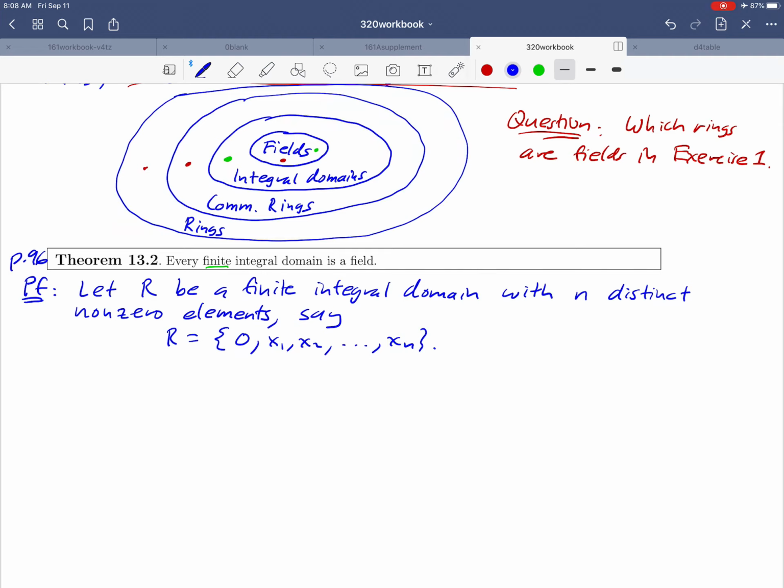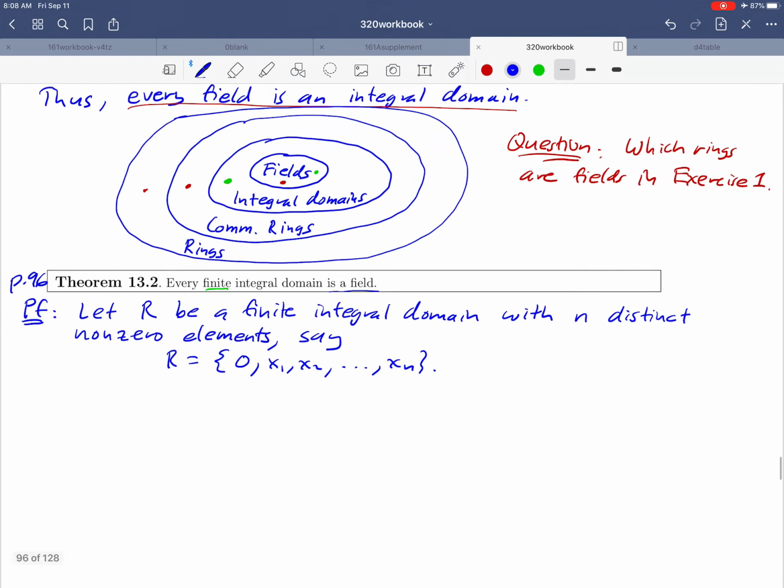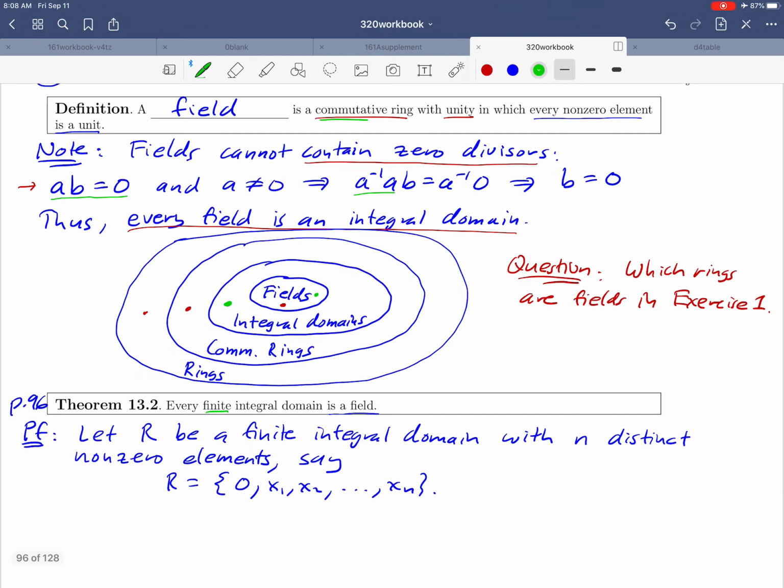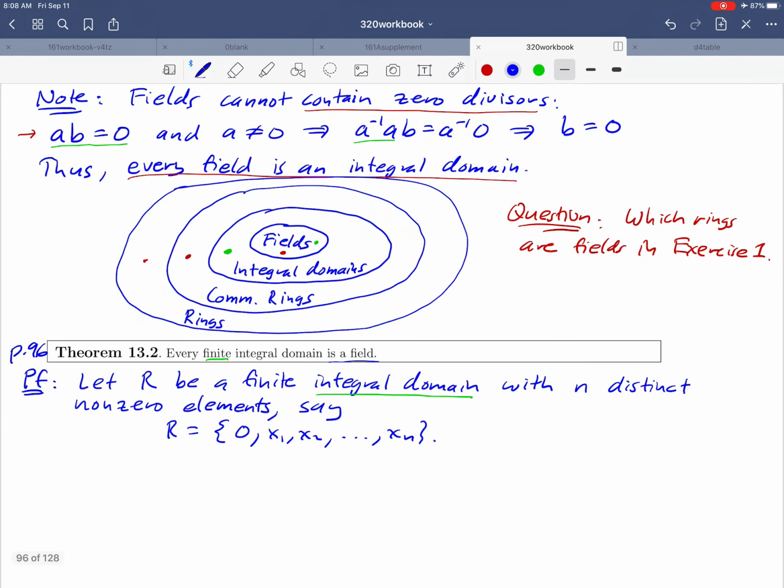Now the question is, what do we need to show? We'd like to show that this is a field. What properties does a field have to have again? Let's scroll up and remind ourselves. It needs to be a commutative ring with unity. Notice that we already have those two properties because we assume that R is an integral domain, and all integral domains have those properties. So really, all we need to prove is the last part of the statement, that every non-zero element is a unit. That's going to be our strategy here.